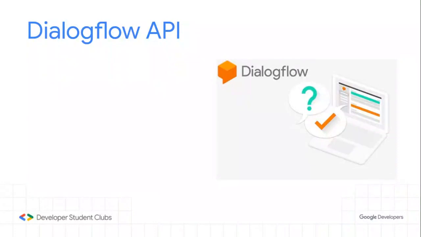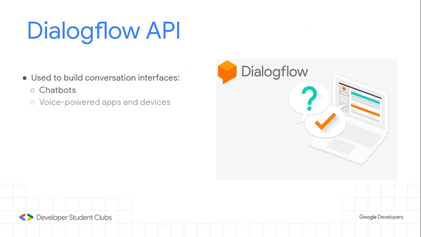Now, I wanted to go over a couple other ones that Alex sent to me that I thought could be really useful as we're moving forward. The first API is the Dialogflow API. We can use this to build conversation interfaces. It can do things like create chatbots and even use voice-powered apps and devices. As a group, we could use this to implement some kind of interaction between other people who are using our app, or even other people using the app and us as the developers.